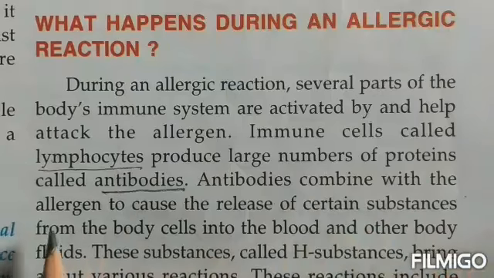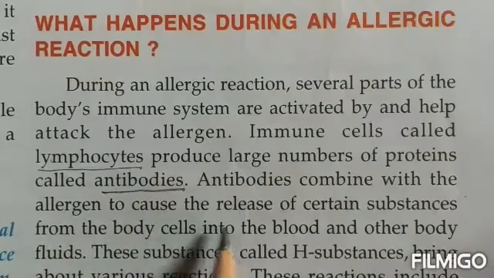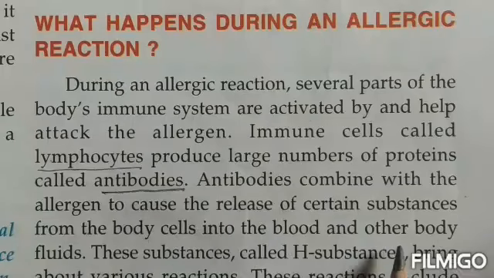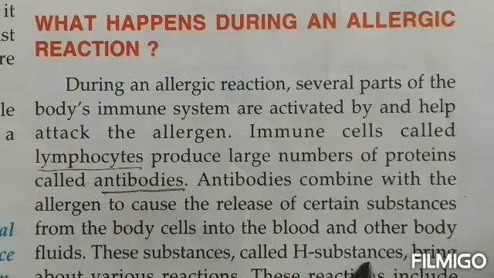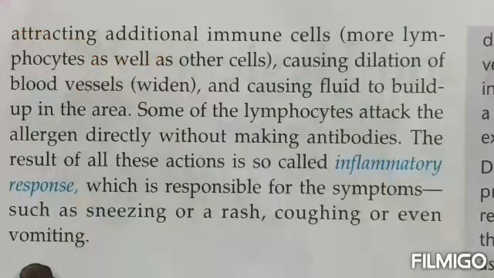Antibodies combine with the allergens to cause the release of certain substances from the body cells into the blood and some other body fluids. These substances are called the H substances. They bring about various reactions. Now what are they doing? They try to kill them. These antibodies go and combine with the allergen, and then they start producing another substance, which is called the H substance. And this H substance brings about the various reactions in our body.